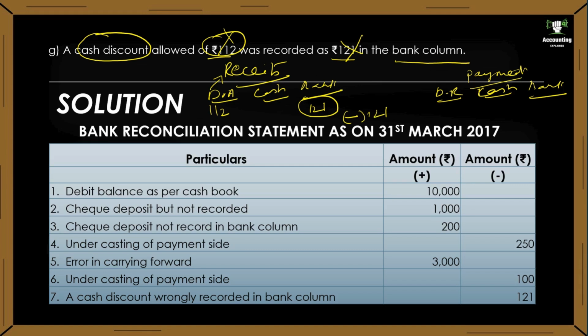Okay, that is the debit balance. It would have increased our balance. We are now cancelling it by reducing 121. Okay, so a cash discount wrongly recorded in the bank column, 7th point C, 121 is on the minus side. This 121 would not have appeared on the passbook, so we are reducing this 121 to get the correct passbook balance.